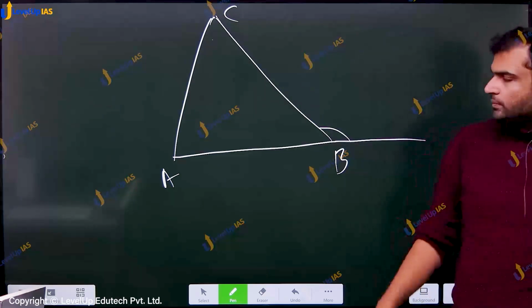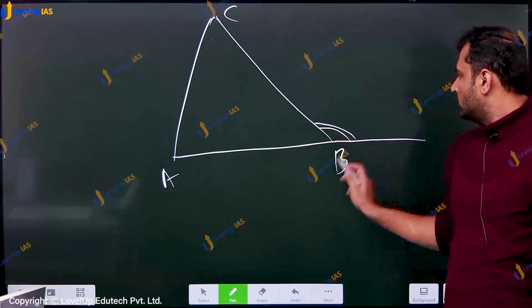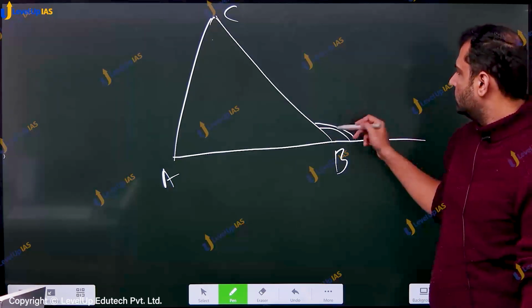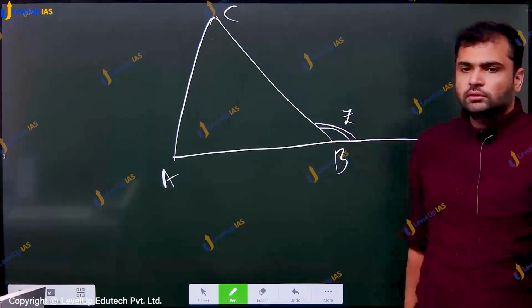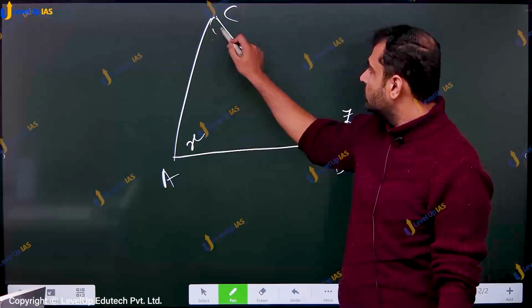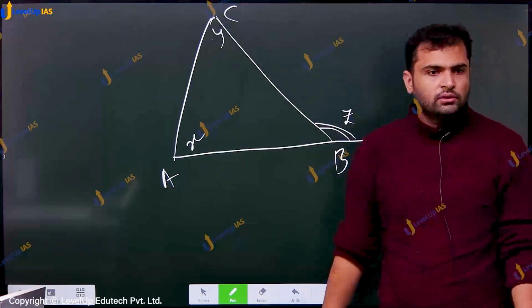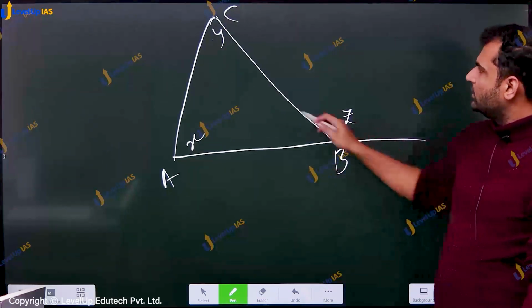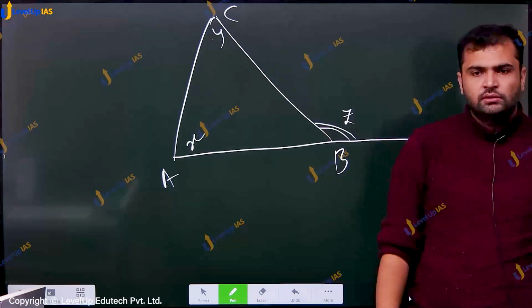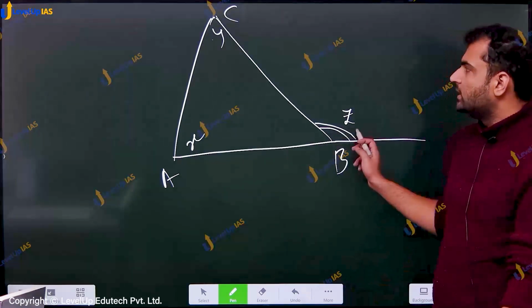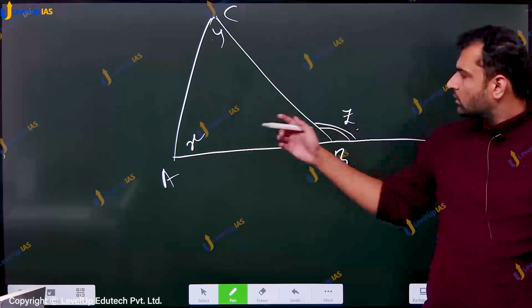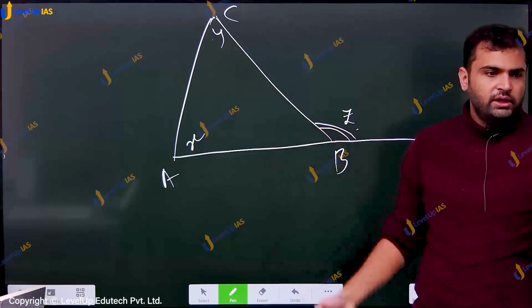What we are saying is, let us call this interior angle Z. Let us call this X. Let us call this Y. This Z is equal to X plus Y. That is what we are saying. This exterior angle is equal to the sum of the interior angles except its own supplementary angle.